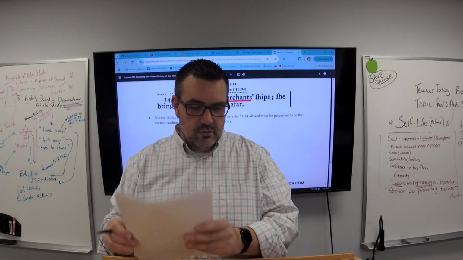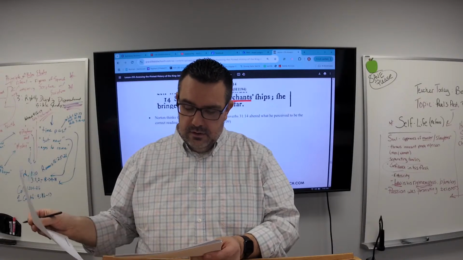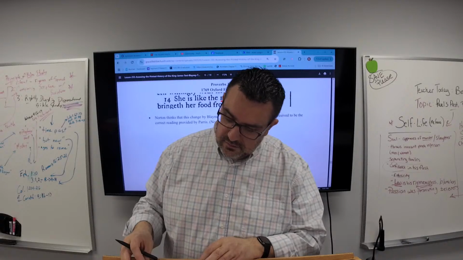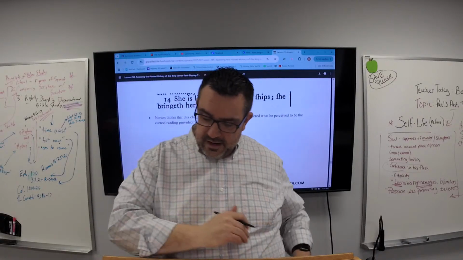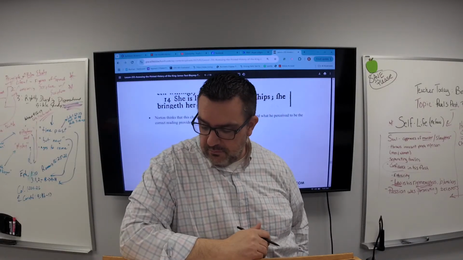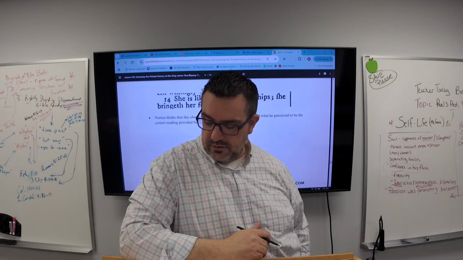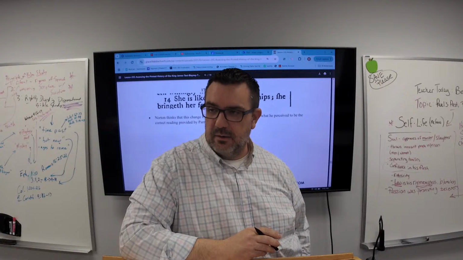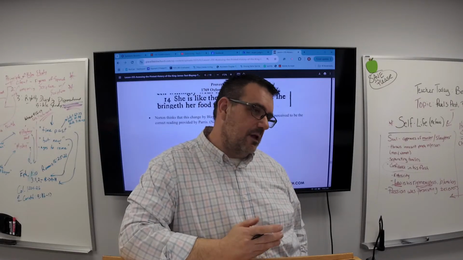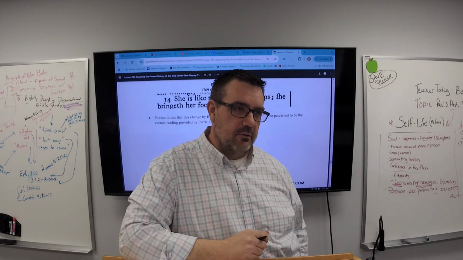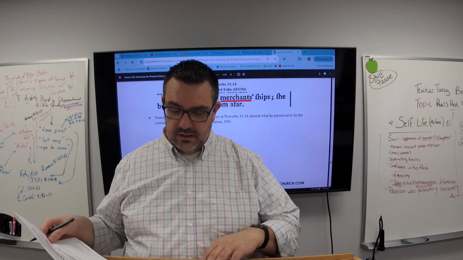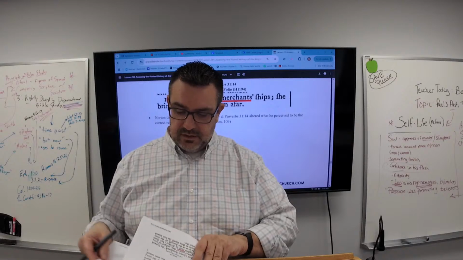So I gotta get caught up here. Page 15. Norton thinks that this change by Blayney at Proverbs 31:14 altered what he perceived to be the correct reading provided by Paris. That's his opinion. I'm not sure I agree with it. Okay, but I just include it there for accuracy's sake. All right, and then we got the next page, page 16.